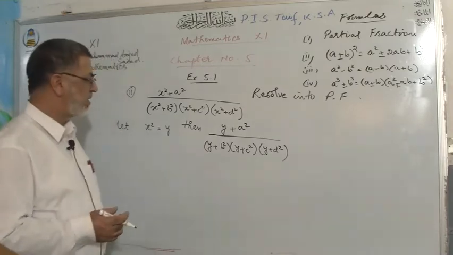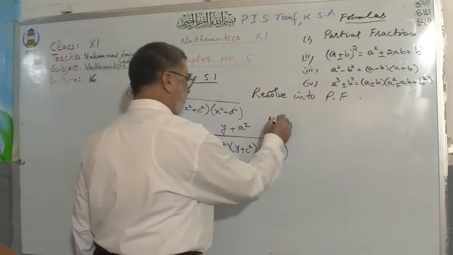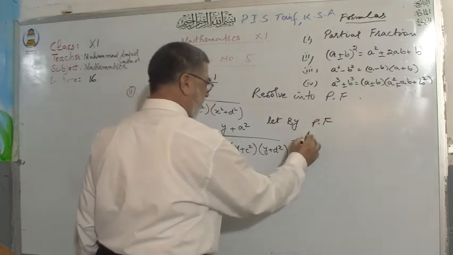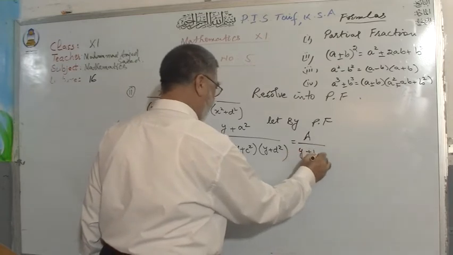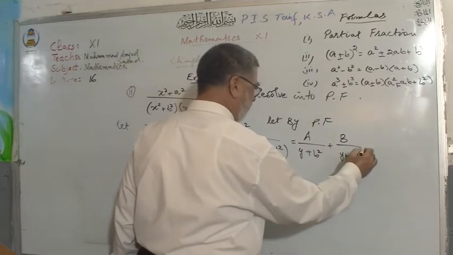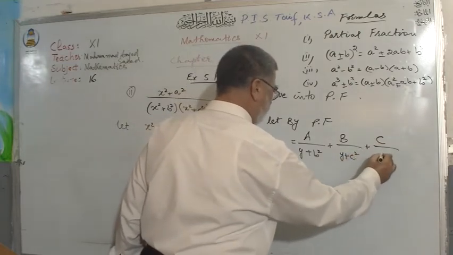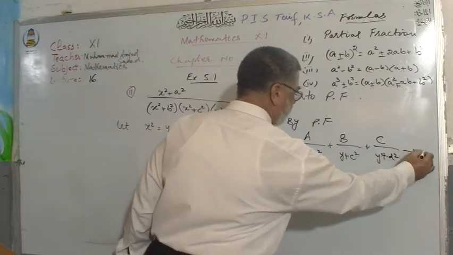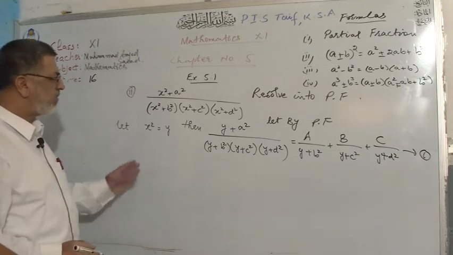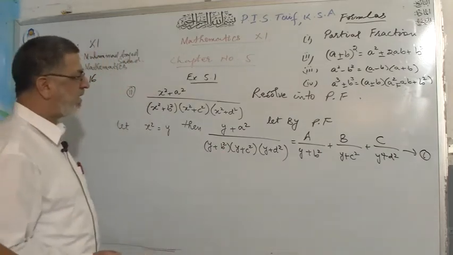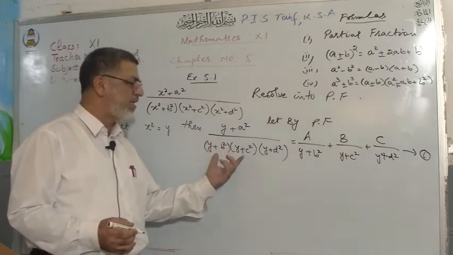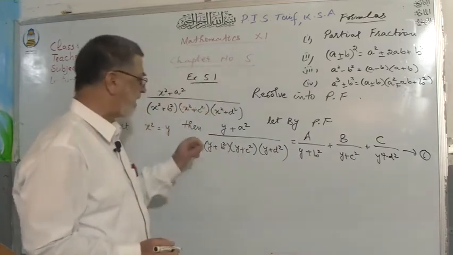So let by partial fraction that will be equal to A over y plus b square, plus capital B over y plus c square, and plus C over y plus d square. That is your equation number 1. Now multiplying both sides by the LCM. And what is LCM? The denominators of the left hand side, you can check, they are all different, so they are multiplied to get LCM.